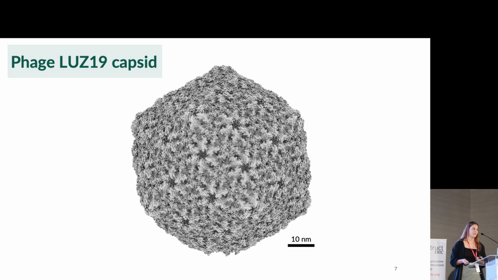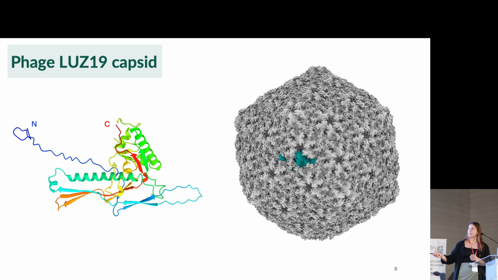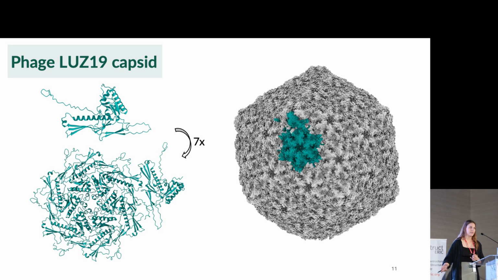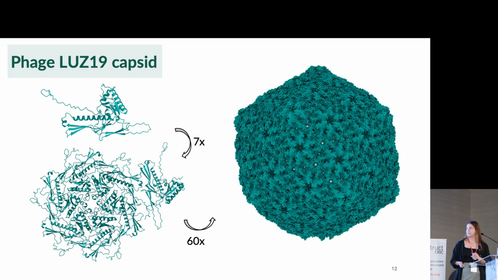The icosahedral capsid contains the phage genome, and it's composed of major capsid protein. This is one subunit of the major capsid protein, and its fold is very conserved along all tailed phages. If we combine one subunit of the major capsid protein with 6 others, we will get the asymmetric subunit. The asymmetric subunit is composed of a hexamer of the subunits and one subunit that is facing the penta vertex. And if we take 60 of these asymmetric subunits, we will have the whole icosahedral structure.